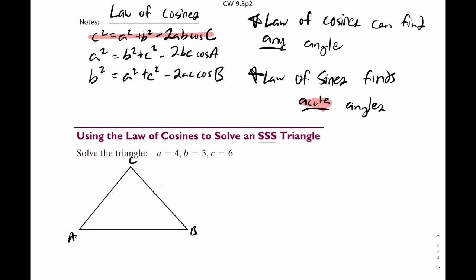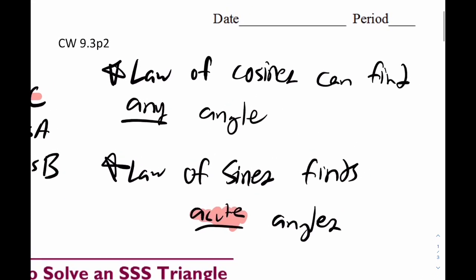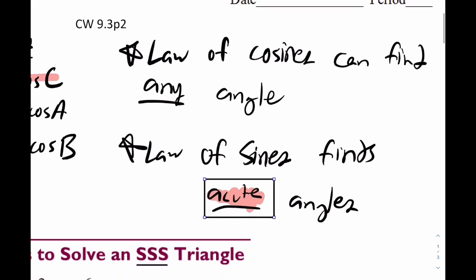Let's fill it in. A equals 4. B equals 3. C should equal 6. Now this is what we're going to do. Think about the restrictions I just talked about. If I zoom in up here, the law of cosines can find any angle, meaning it can be used to find whatever you want. However, the law of sines is going to be good at finding acute angles. And again, I really want all of you to highlight this idea of an acute angle.